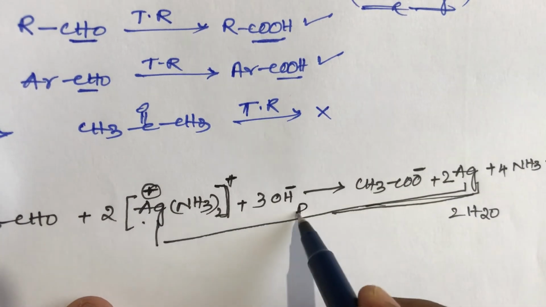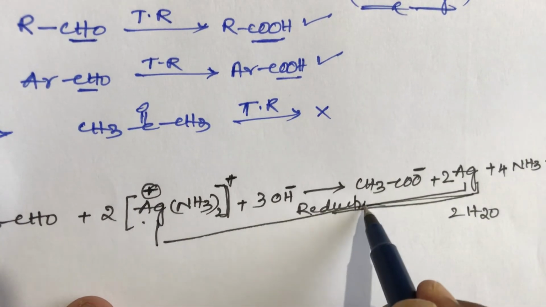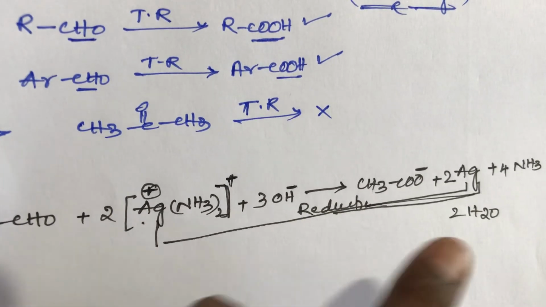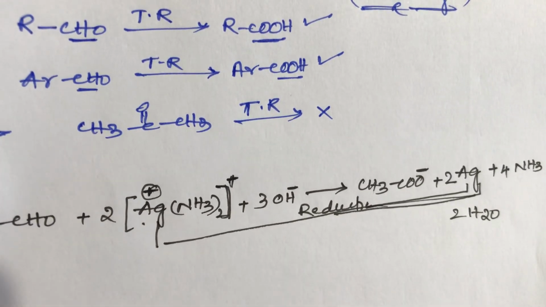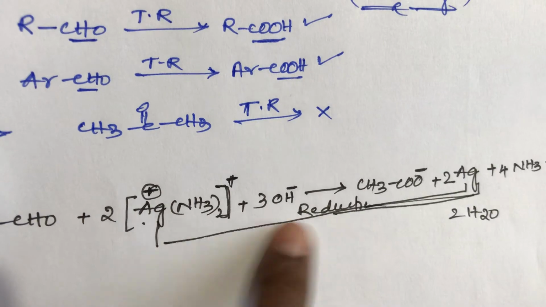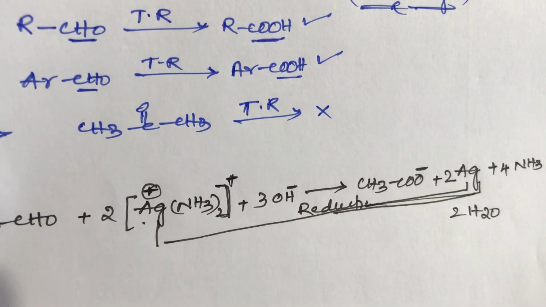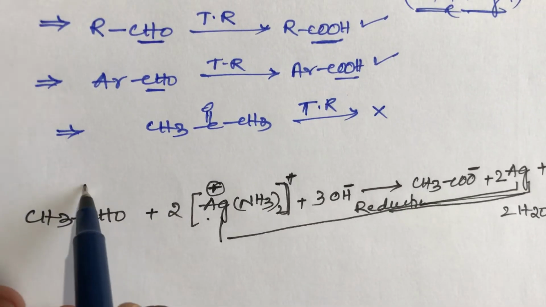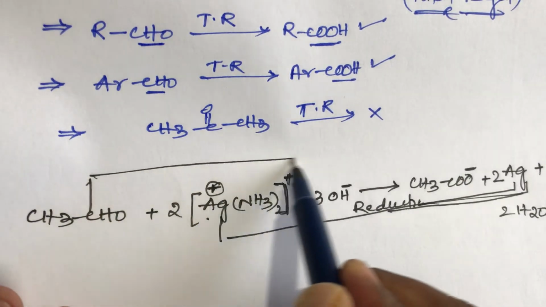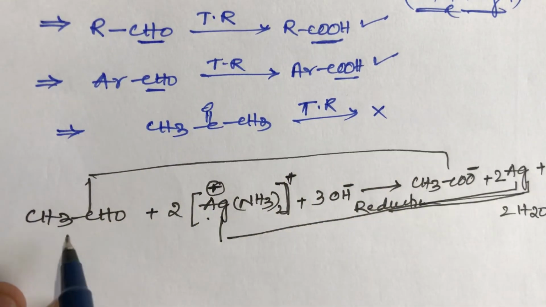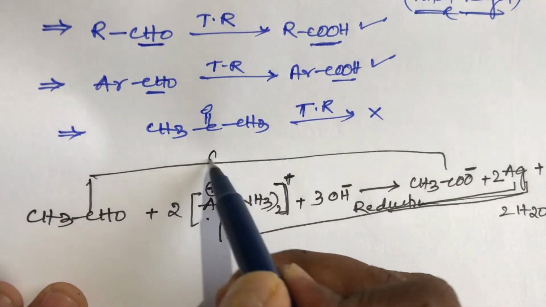So, this step is called reduction. Silver ion is converted into silver, that is called reduction. That is, silver is reduced, student. But here, the aldehyde group is oxidized. This step is called the oxidation process.